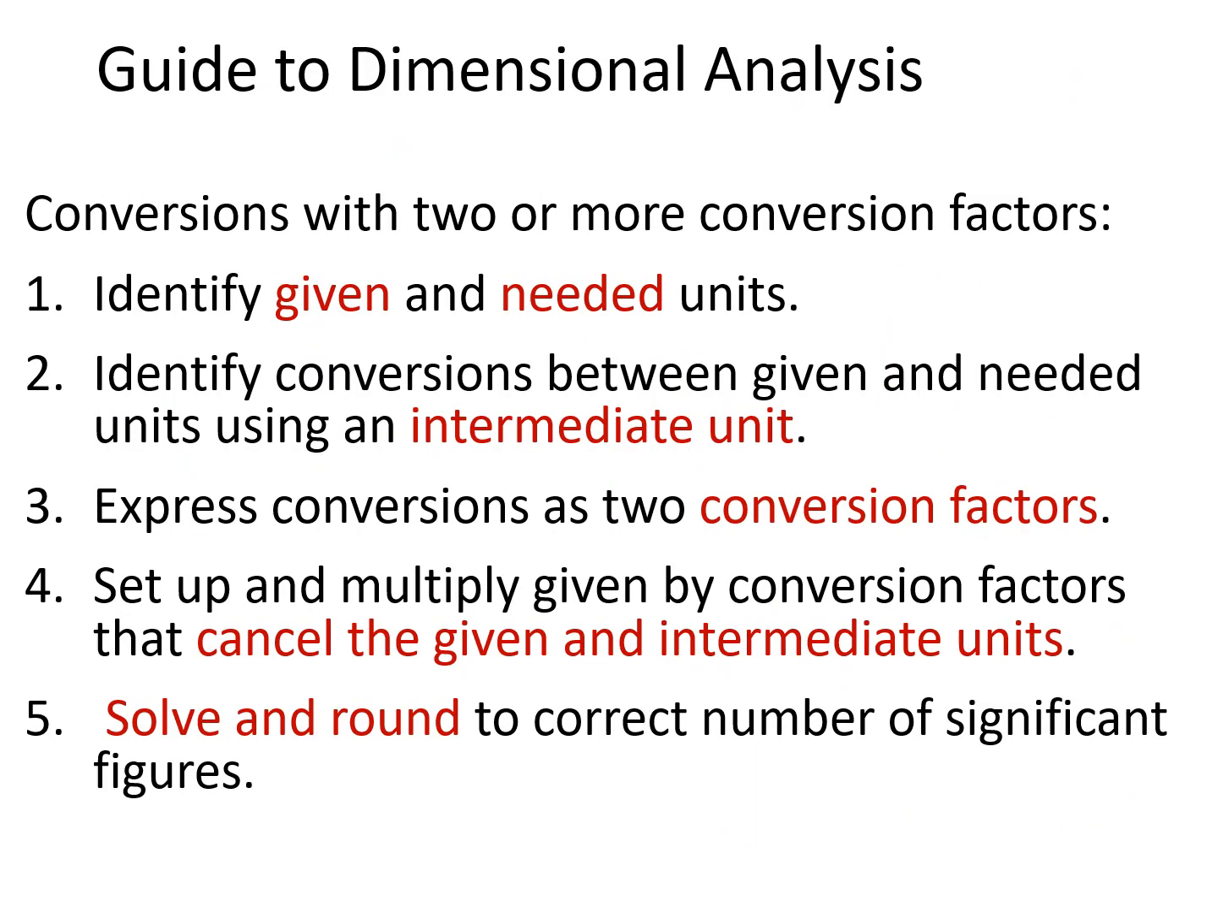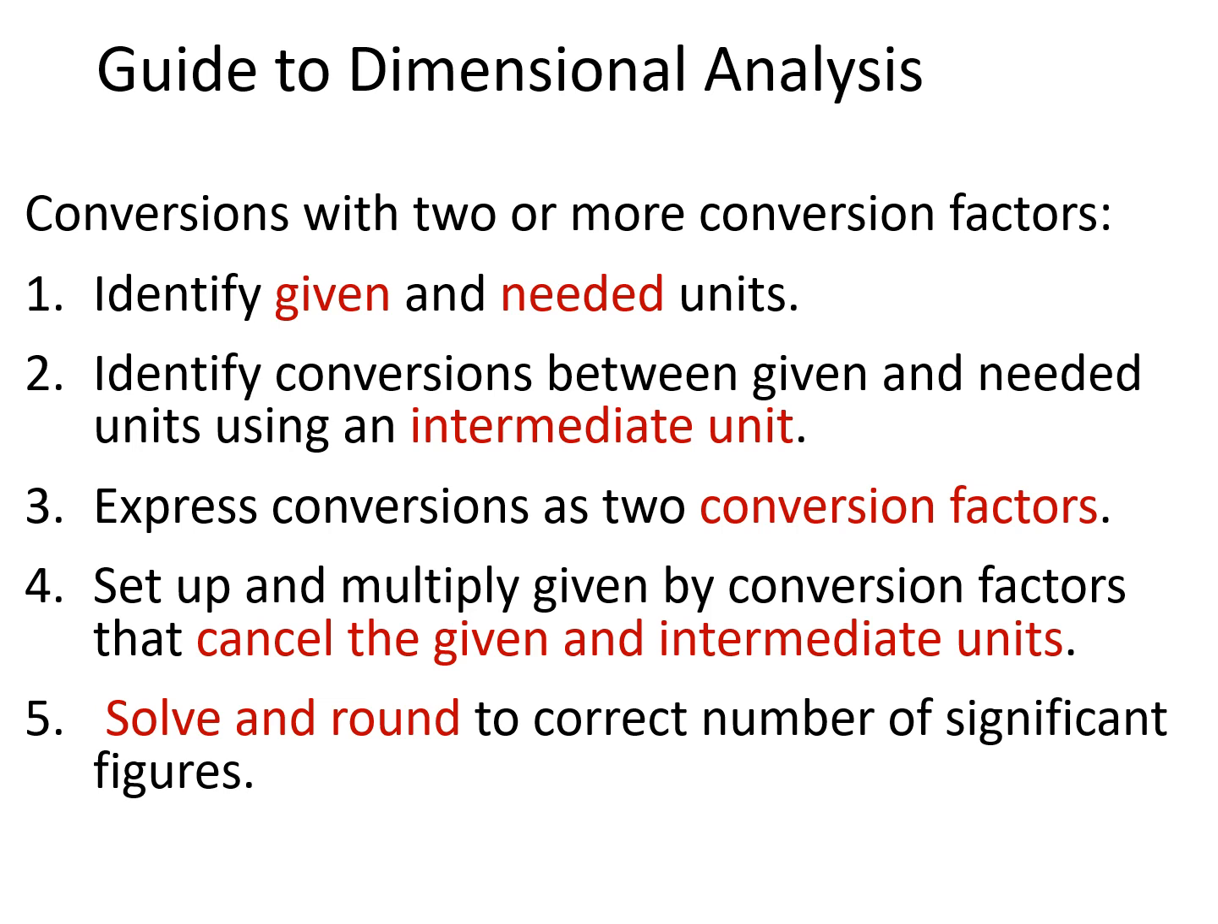Some conversions are simple and direct. You only need one conversion factor to go from what's given to what's needed because there is a direct relationship between those two units. However, that's not the case for every conversion. Sometimes we don't have that direct relationship between the given and the needed units, so we have to figure out something else that they are both related to, and we call that an intermediate unit.